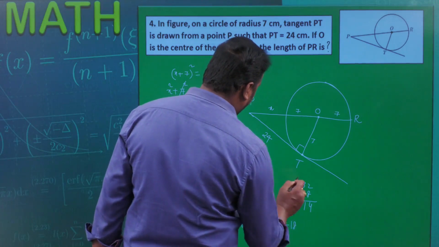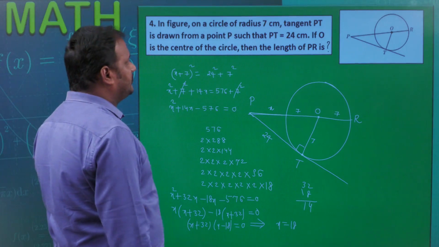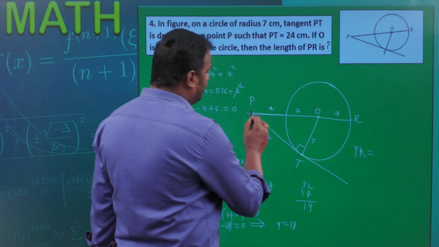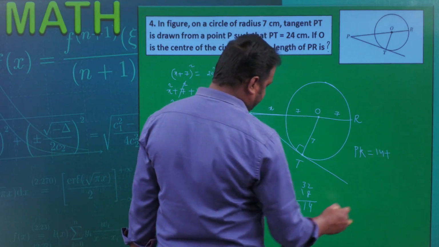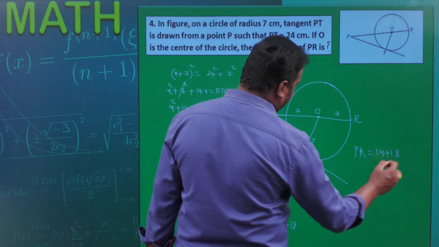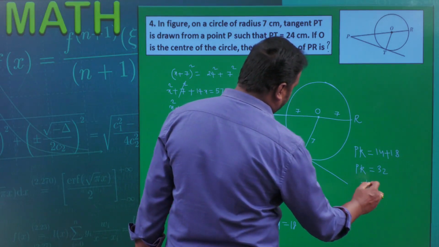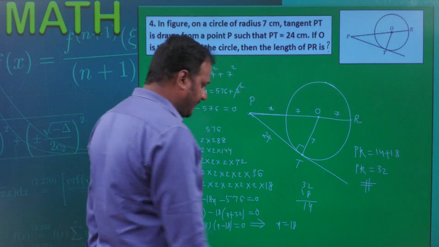X is equal to 18 means what? This only length is 18. What do you want? You need to find out the length of PR. Therefore, PR is equal to 7 plus 7, 14 plus x. X is equal to 18. So what is 14 plus 18? PR is equal to 32. So this way we can answer the problem easily.